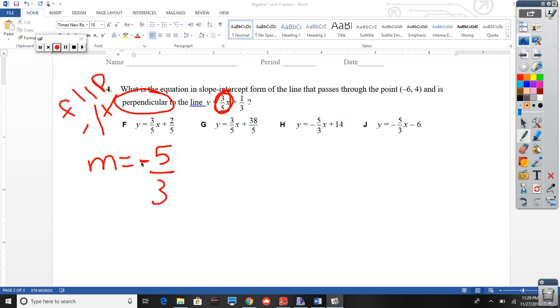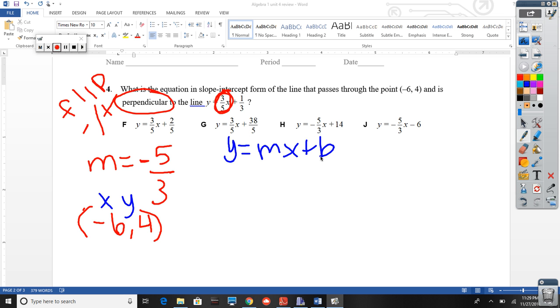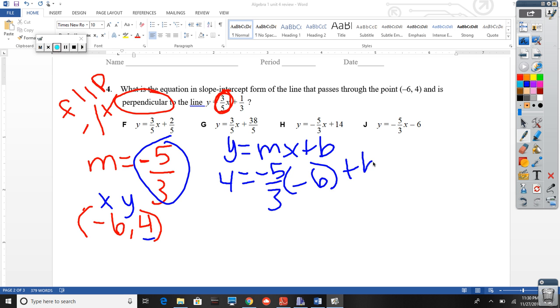And then I'm gonna use the point negative 6, 4. Okay, we did this a lot of times. And we said, I'm gonna label this x, y, and I'm gonna take my equation, y equals mx plus b. And instead of the y, I'm gonna put the 4. Instead of the m, I'm gonna put the negative 5 over 3. Instead of the x, I'm gonna put the negative 6. And then I don't know what b is. B is the goal. You're looking for b.